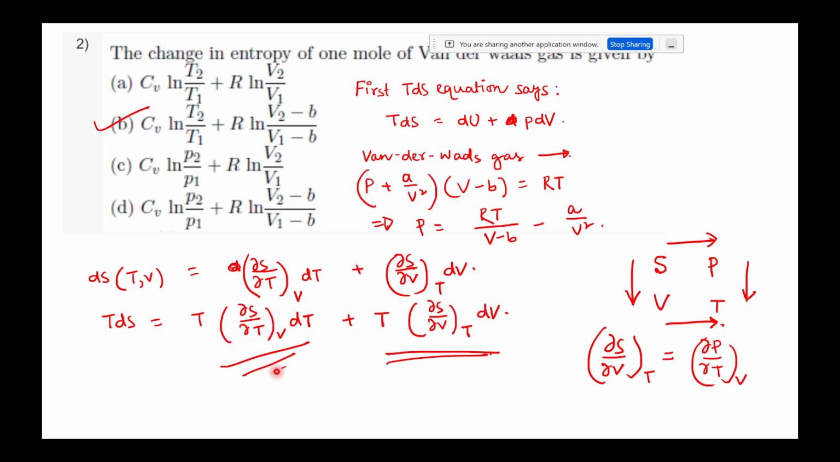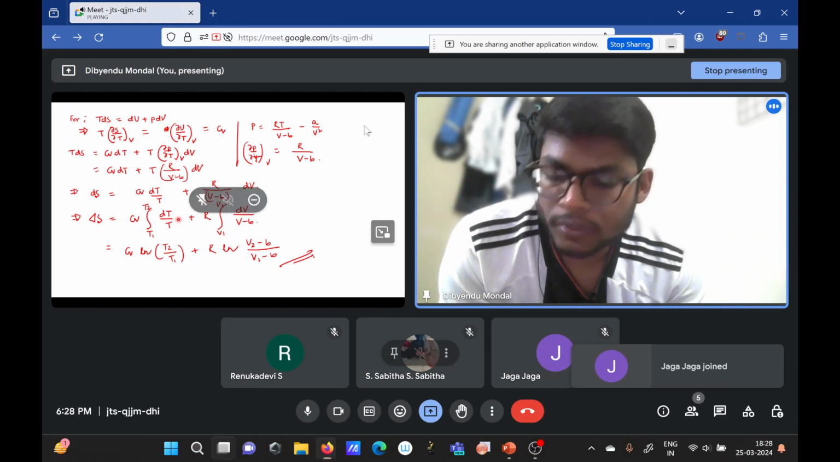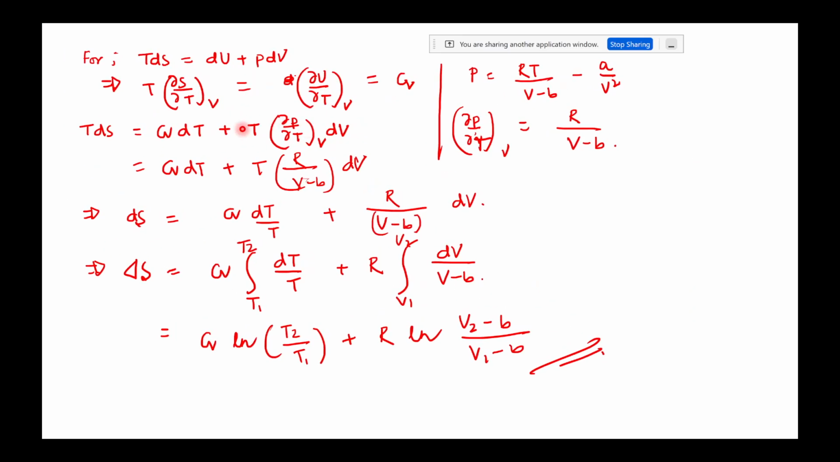Now to get this (∂S/∂T) at constant V, we have used a different approach. So from the first TdS equation, if we get (∂S/∂T) at constant V, due to this constant V, the term P dV will be 0, because if V is constant, dV is equal to 0. So the only thing that remains is that (∂S/∂T) at constant V is equal to (∂U/∂T) at constant V. So what is (∂U/∂T) at constant V? This is the specific heat capacity at constant volume, because how internal energy changes with respect to temperature at constant volume is the specific heat at constant volume.